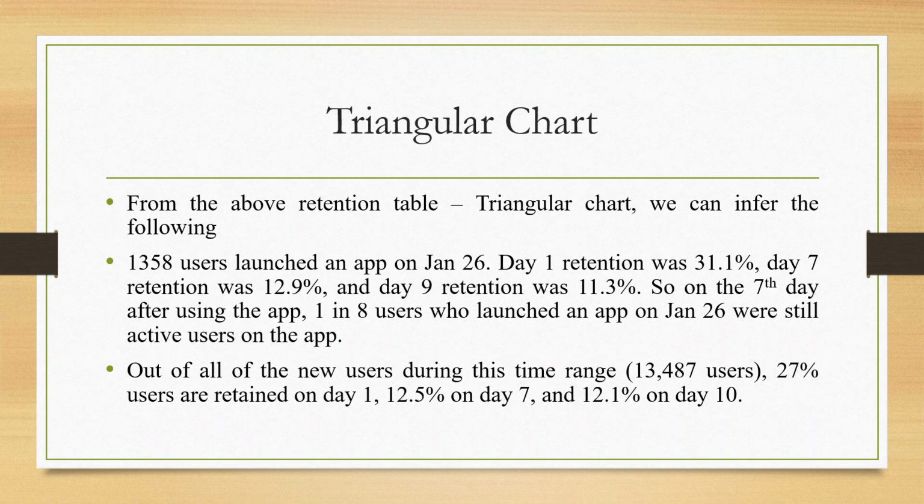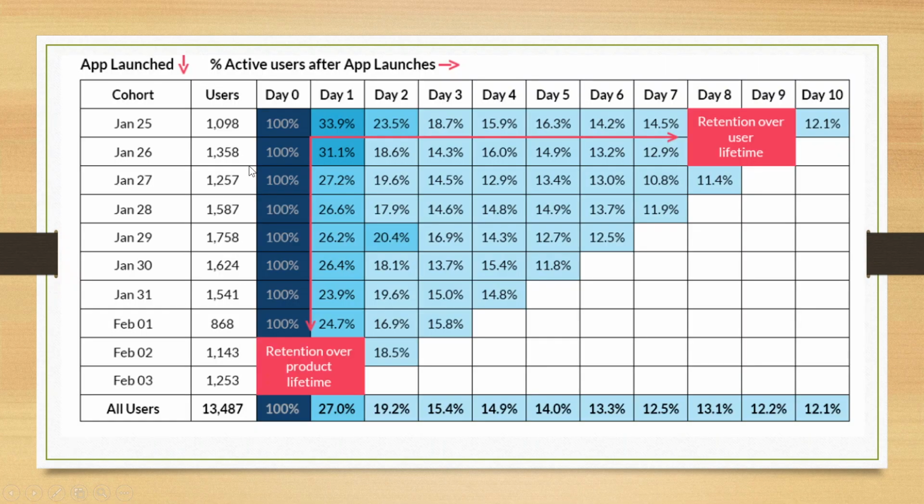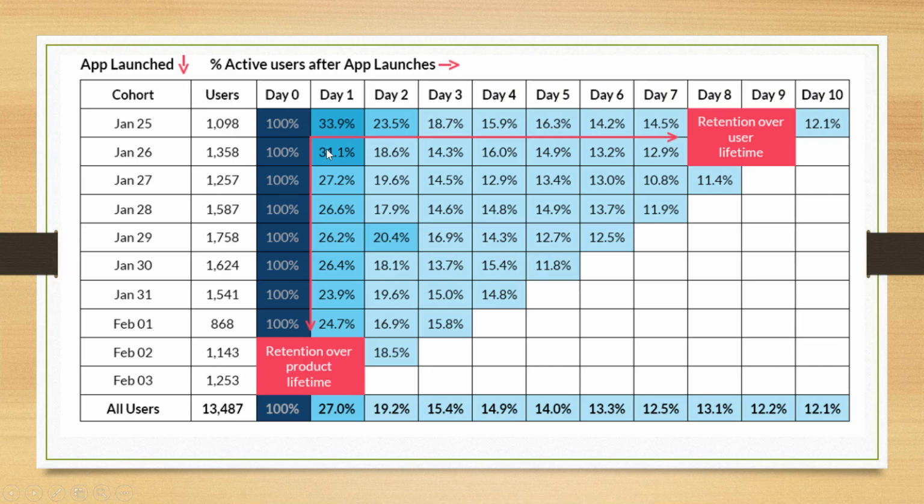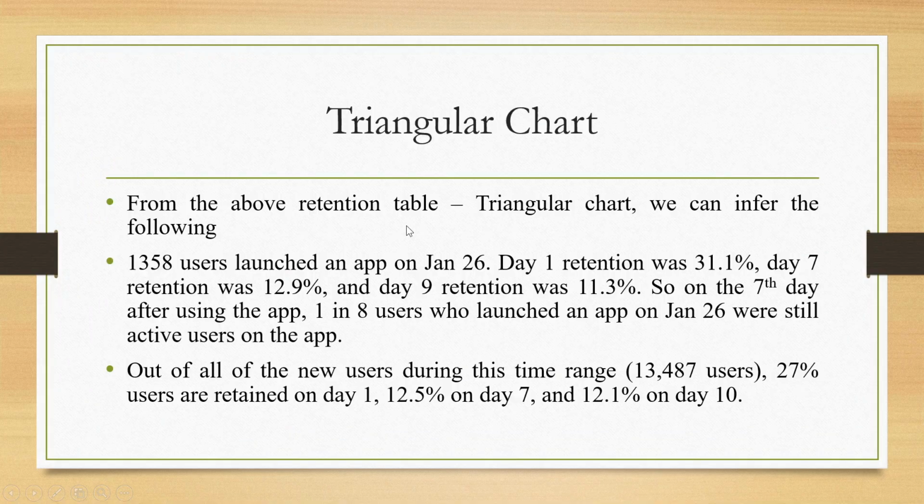Now, what is the interpretation from here? If we talk about 1358 users here, remember this figure 12.9. So 1358 users launched an app on January 26. Day 1 retention was 31.1 percent. See, it means out of 1358 users who installed the app on their cell phone, 31.1% were retained. Day 7, the retention rate was 12.9. And day 9, retention was 11.3%.